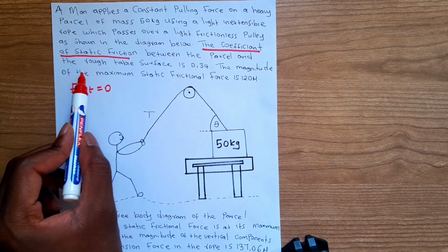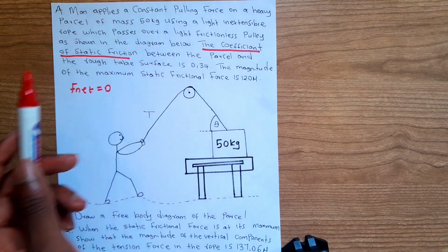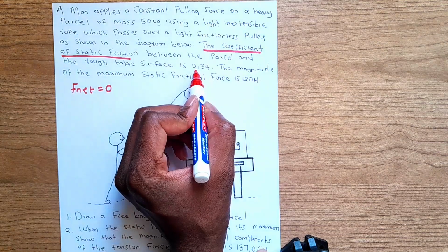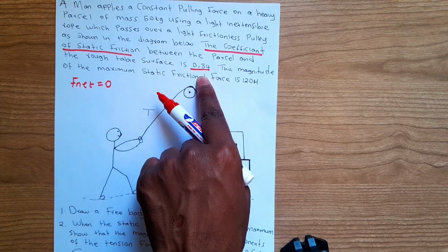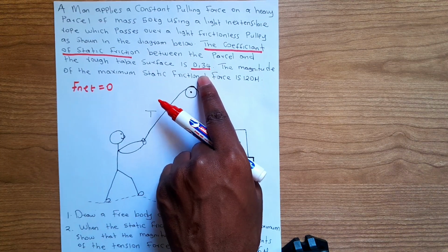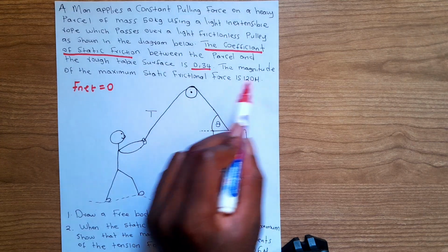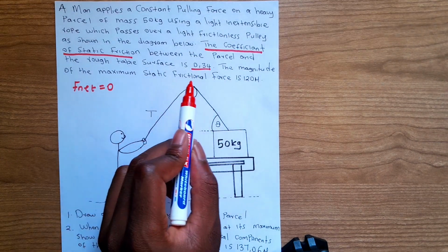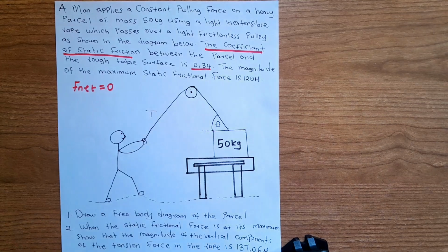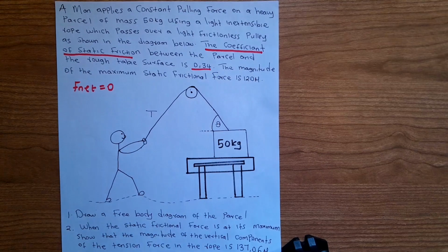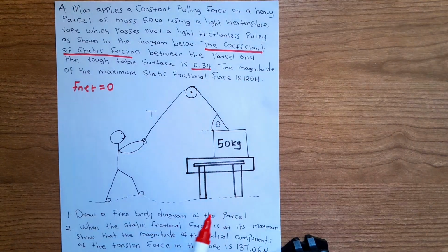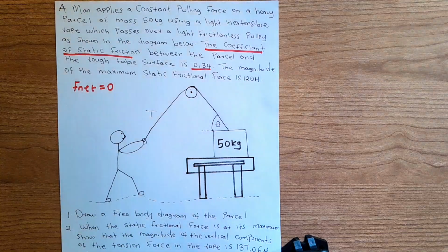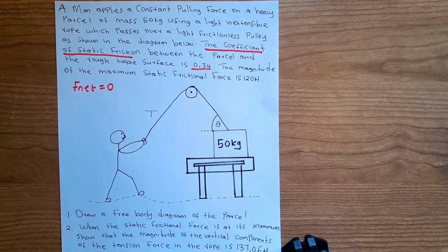And then they say that the rough table surface is 0.34. So this is the coefficient of the static friction, right? They say the magnitude of the maximum static frictional force is 120 newtons. So the static frictional force is 120 newtons within this table, right? Now let's try to answer this question.